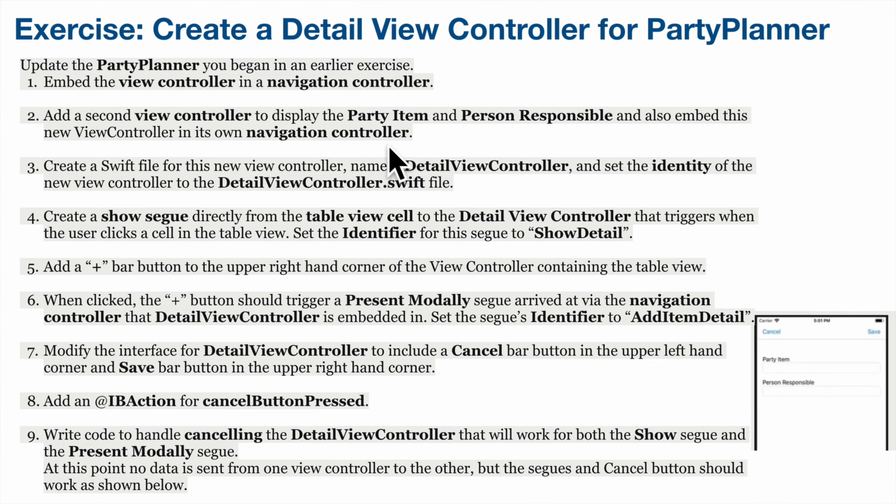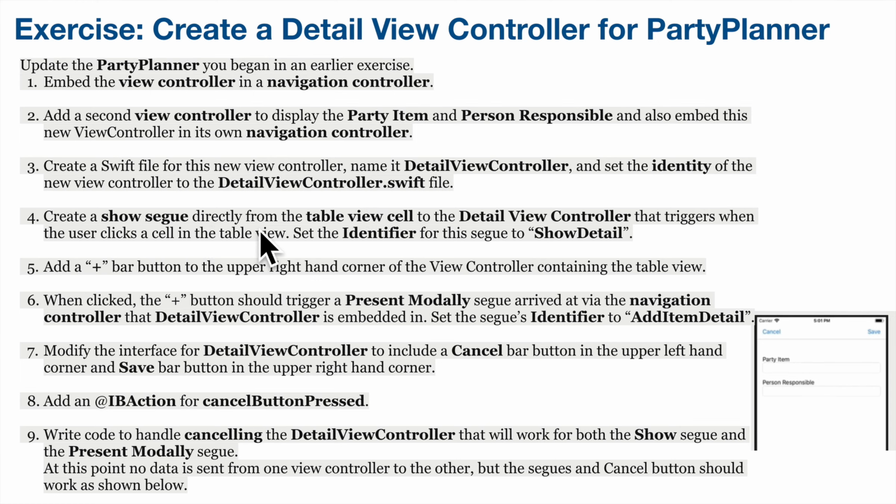So now you have to apply what you know in PartyPlanner to do what we just did together in our student list. So you want to update the PartyPlanner from where we finished off our last exercise. You want to embed the existing view controller in a navigation controller. You want to add a second view controller to display the party item and the person responsible. You also want to embed this new view controller in its own navigation controller. You want to create a Swift file for the new view controller. Why don't you call this detail view controller? Make sure that you set the identity of your new view controller to detail viewcontroller.swift.